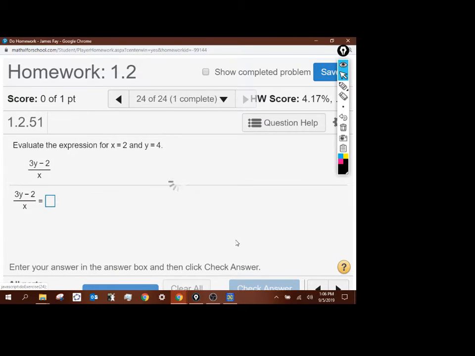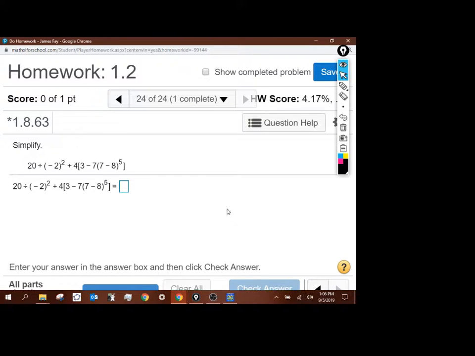Well, yeah, 24, but also another one. Okay, let's do 24. So this is the one that had the greatest amount of people missing it, in both classes.